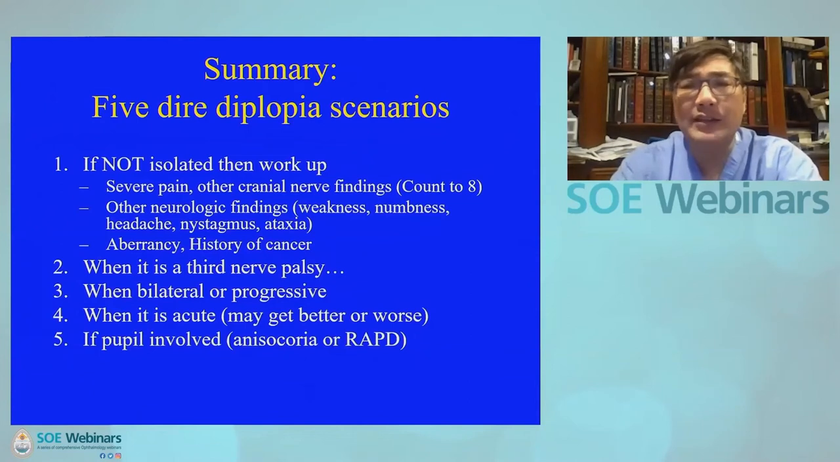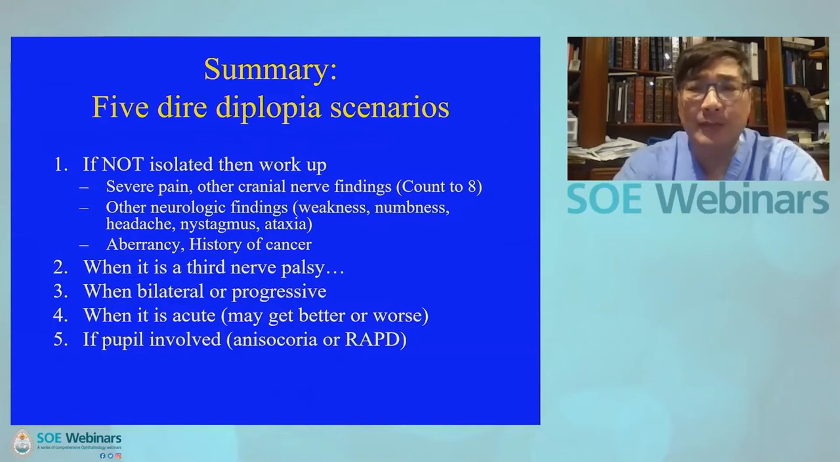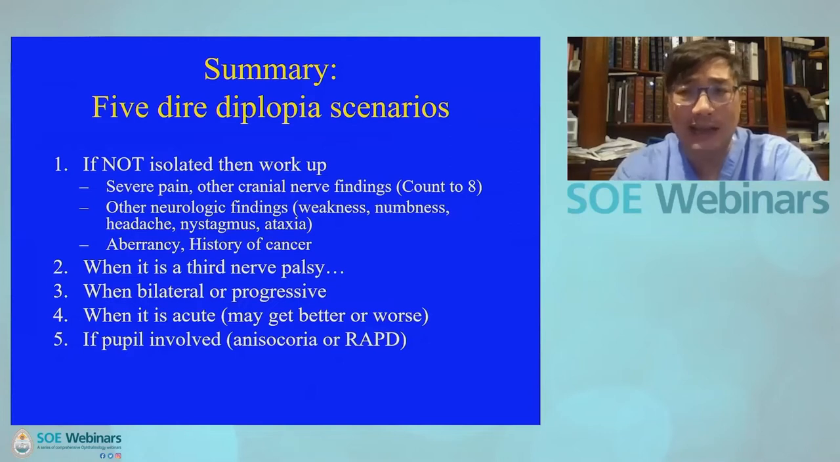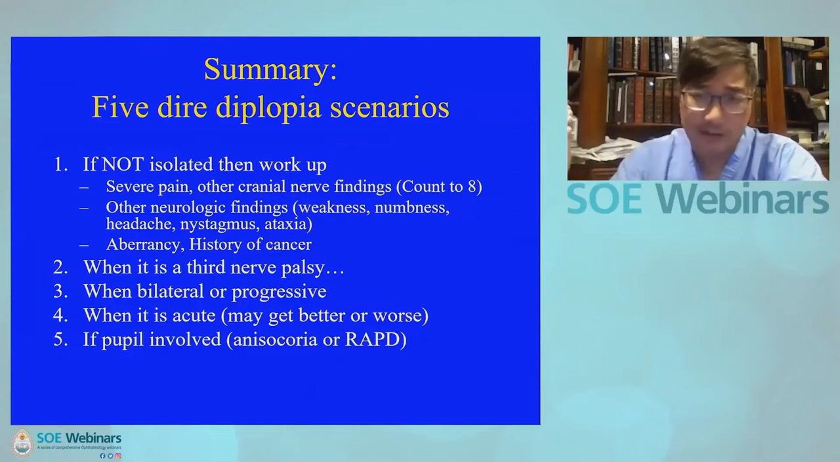So in summary, these are the five dire diplopia scenarios that I hope will make a behavior change for you in your clinic. You need to make sure it's not isolated, or that it is isolated. And by isolated, I mean you checked the other cranial nerves. You asked about pain, because severe pain and any other cranial neuropathy is badness. You need to be able to count to at least eight because the nerves are contiguous.